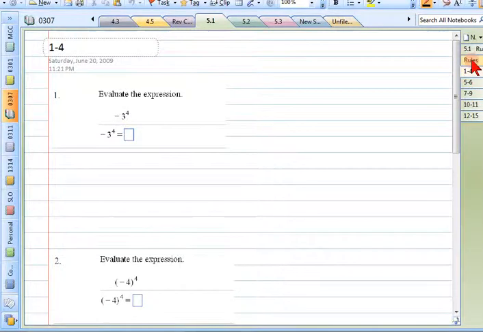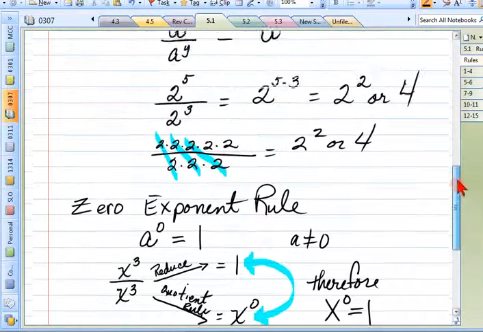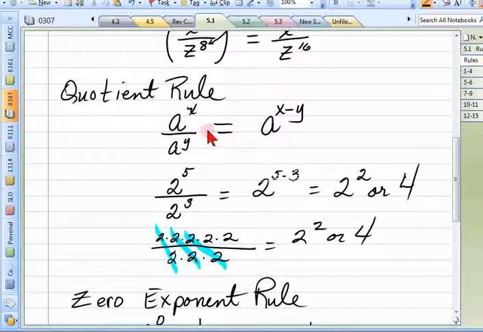The quotient rule said that if you divide like bases, you subtract the exponents, the top minus the bottom.